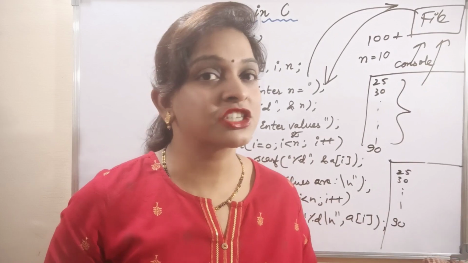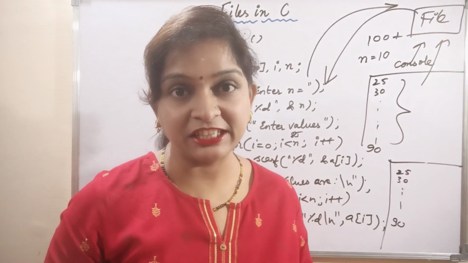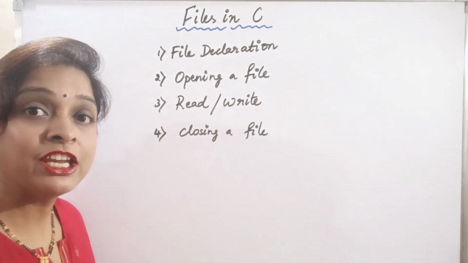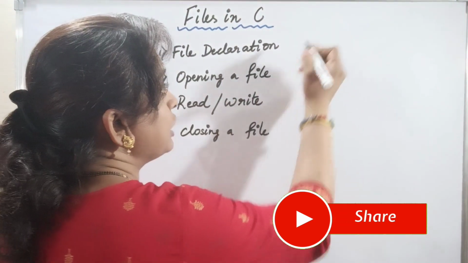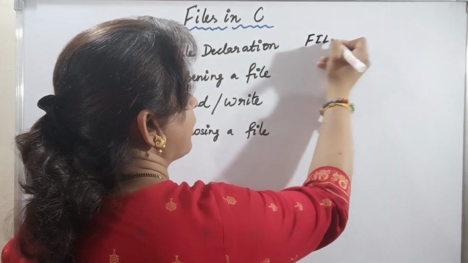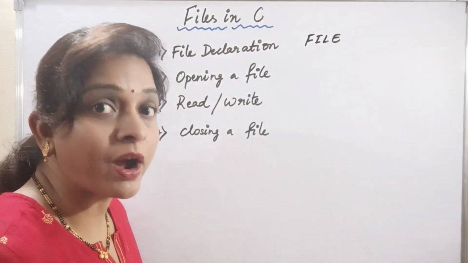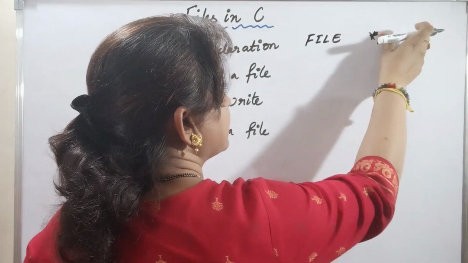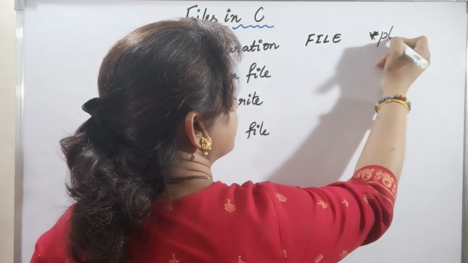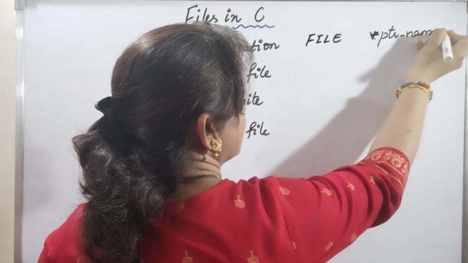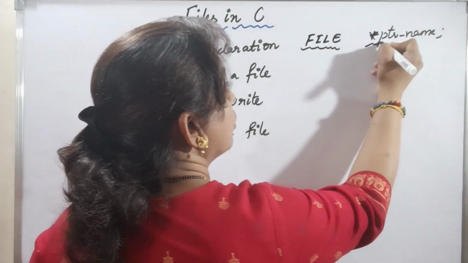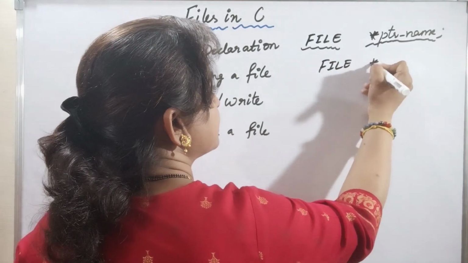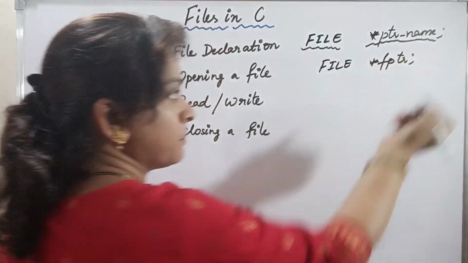And what are all the operations we can perform on these files? Let us see that now. First of all, we need to declare a file, and for that we use the data type FILE, and pointers are required to handle files. So it is the data type FILE followed by the pointer name. For example, FILE asterisk fp, some pointer variable name.